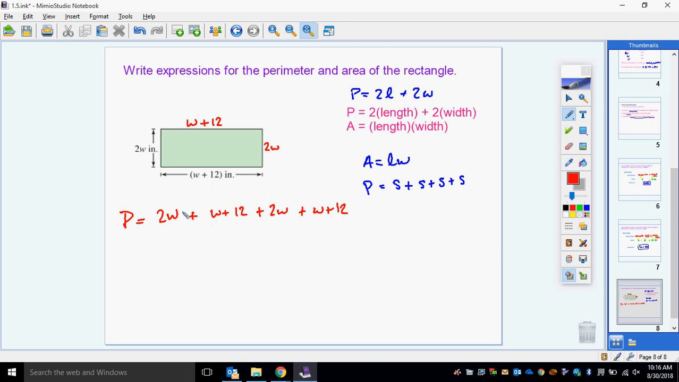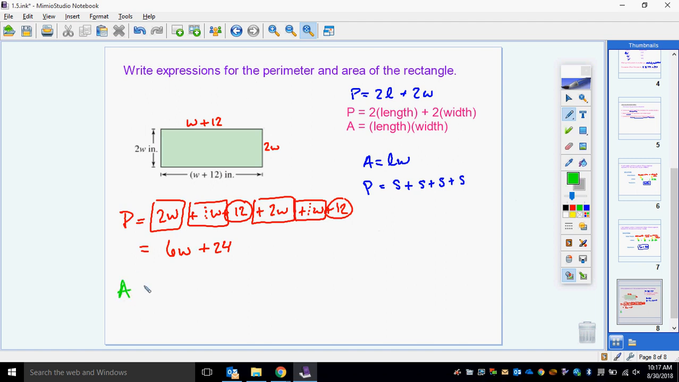And now I want to look for like terms. Of course, I can take all my 12s and combine them. And then I could take my w terms and combine them and add the coefficients. So I have 2 plus an imaginary 1, that's 3, plus 2 more, that's 5, plus another one, that's 6 w's. And I have a positive 12 and a positive 12, that makes 24. So this is as far as I can simplify. My final answer for perimeter, the expression is 6w plus 24.